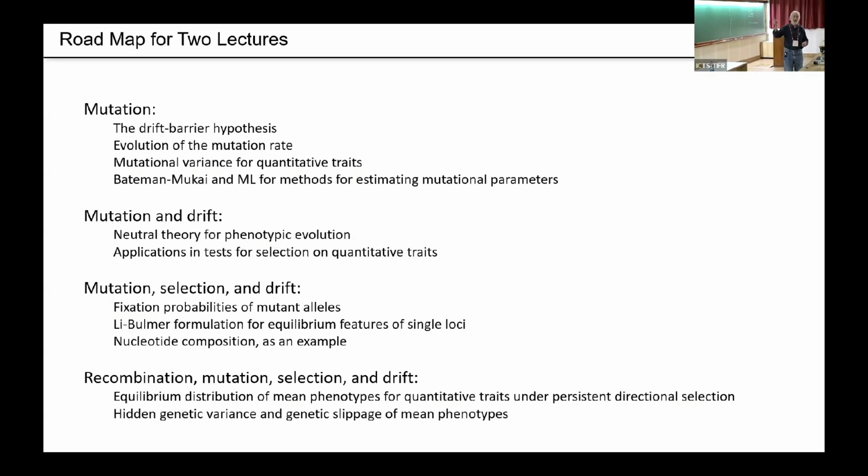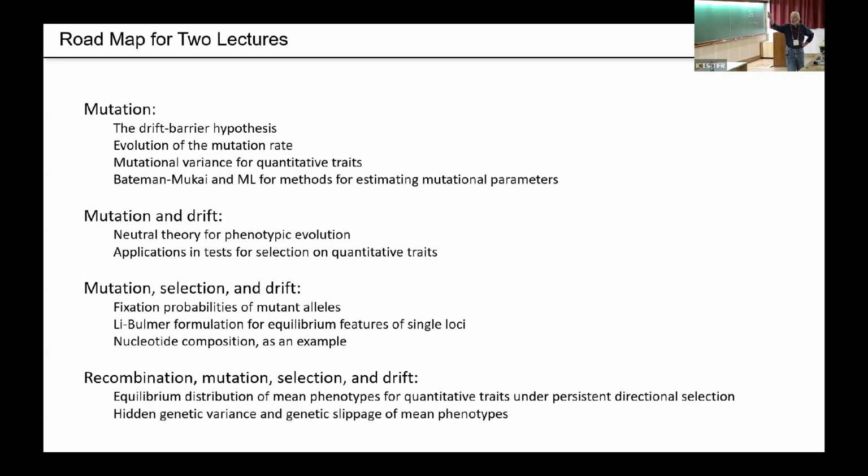And then we'll connect that with specific measures of mutation that we use for quantitative traits that will lead to a situation where we tie mutation and drift together as two simultaneously operating processes and allows us to test certain hypotheses for phenotypic evolution. Then we'll start to link in selection. So I'll be thinking about the joint forces of mutation, selection, and drift all at the same time.